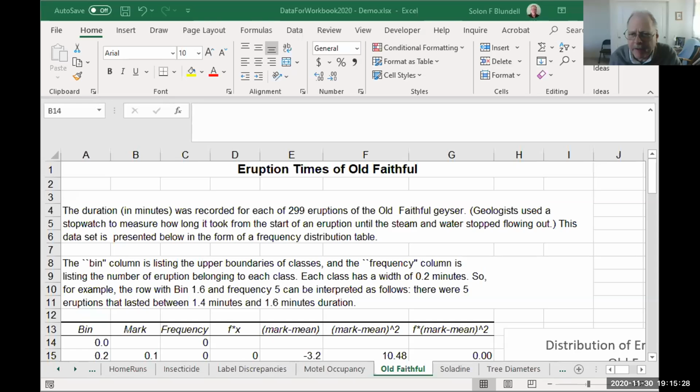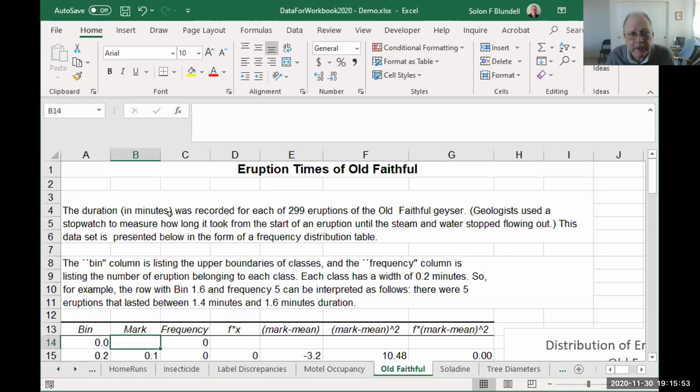Okay, so I'm going to look at the eruption times of the Old Faithful Geyser. So this is the data spreadsheet for the class. And let me just read through what it says up here at the top, because you can use this information when you're trying to figure out the mean of the distribution.